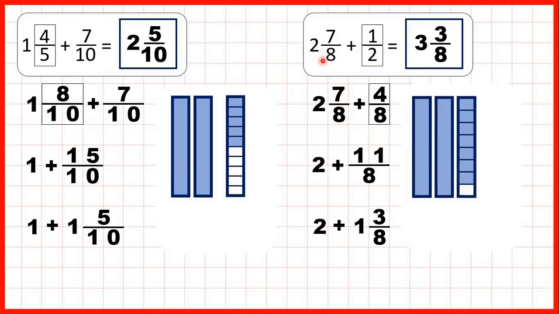Then we had 2 and 7/8, and we needed to add 1/2. 1/2 is the same as 4/8, but when we put that together with the 7/8, we get 11/8, and we can't write 2 and 11/8 as our answer. We changed the 11/8 back into a mixed number, so that's 1 whole and 3/8, and putting that together with the 2 wholes that we started with gave us 3 and 3/8 as our answer.